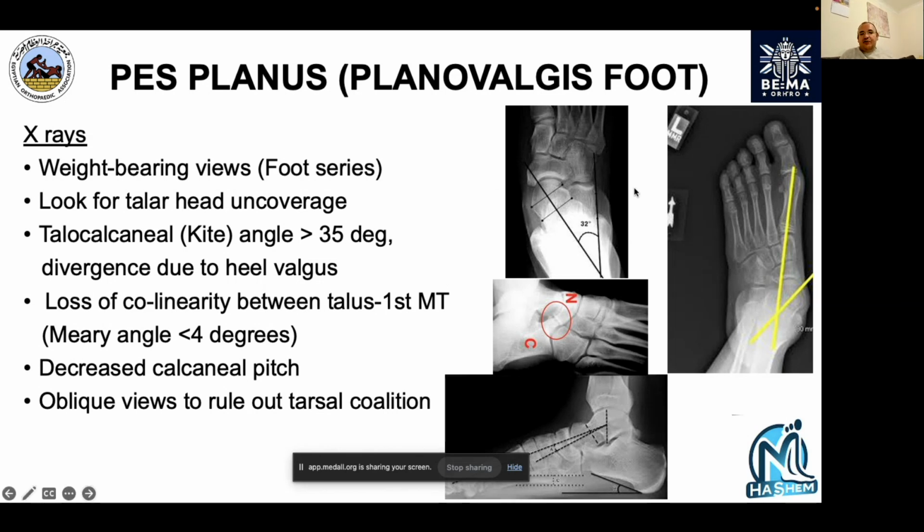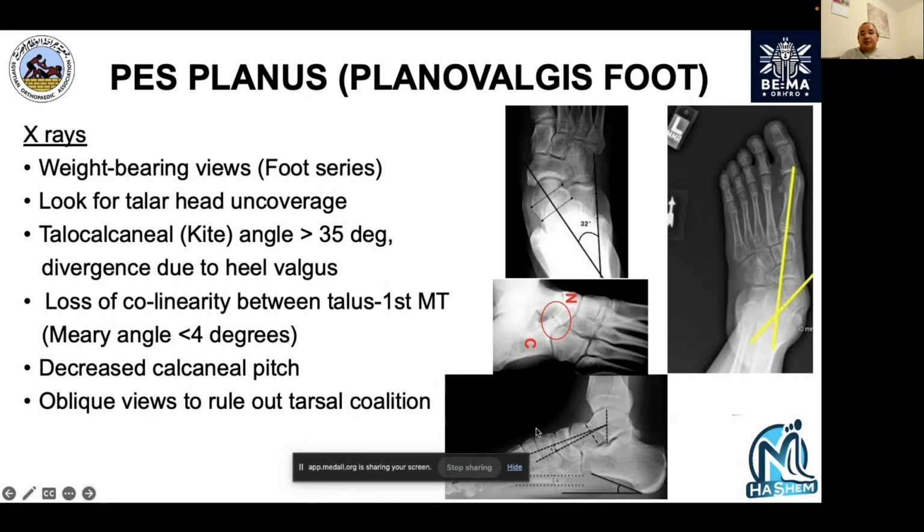After this, you go behind. This is the midfoot. You go to the hindfoot, and in the hindfoot from the AP, you can spot what we call the kite angle. So if you see, it's like if you complete these two limbs, it's like a kite, and the kite angle is between the longitudinal axis of the calcaneum and the longitudinal axis of the talus. And as you can see here, it's more than 35 degrees. This means this heel went into valgus.